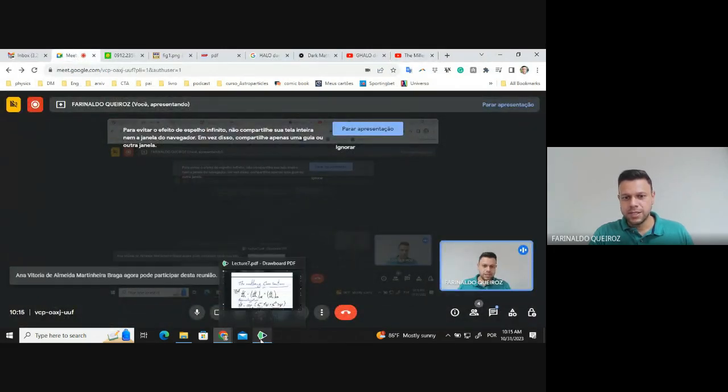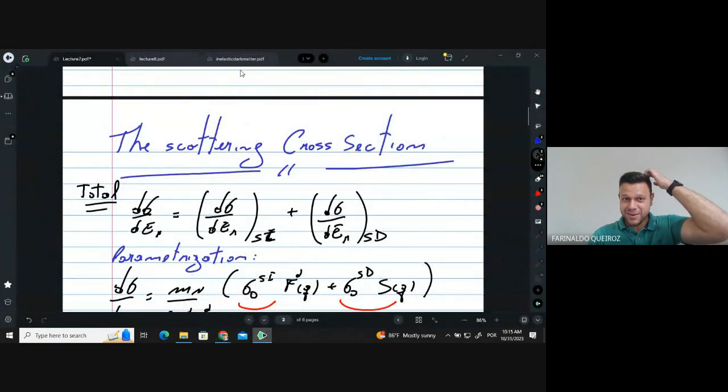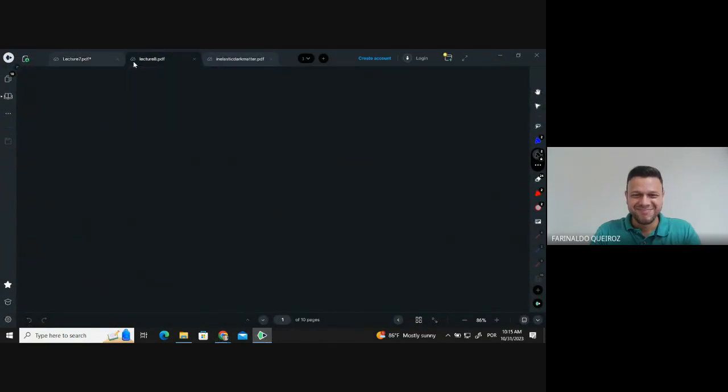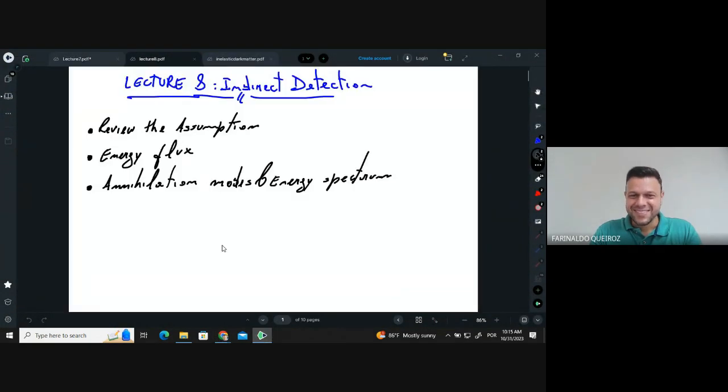So I ended up just talking about direct detection. I just wanted to use the next 15 minutes to start warming up for indirect dark matter detection, because I'll have to leave soon enough.